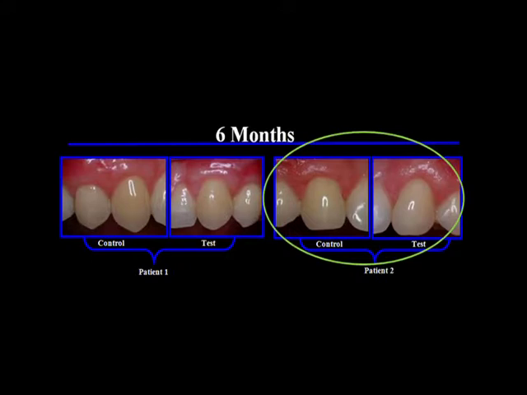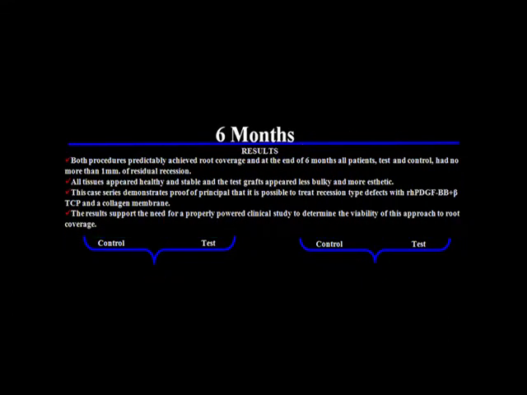And if we look at one of our other patients in the pilot, again, a very similar result at 6 months. This is the PDGF graft. That's a connective tissue graft. It's a little more aesthetic. It's not quite so bulky. And so we concluded that both procedures predictably achieved root coverage. And at the end of 6 months, all patients tested and control had no more than 1 millimeter of recession. Tissues appeared healthy and stable, but the test grafts appeared less bulky and more aesthetic, and that provided proof of principle that this is possible.